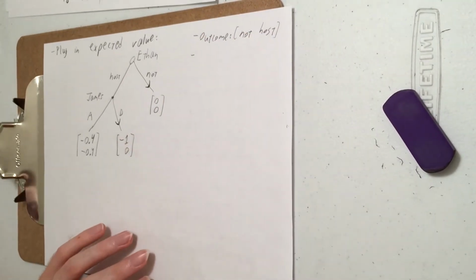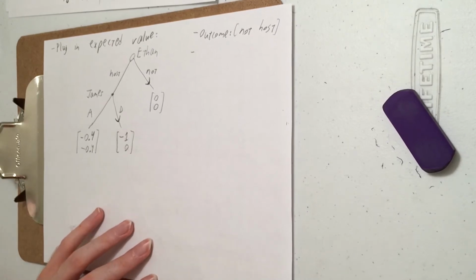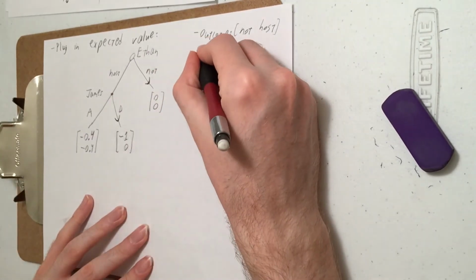For the rollback equilibrium, we have to specify the complete strategy for both players.